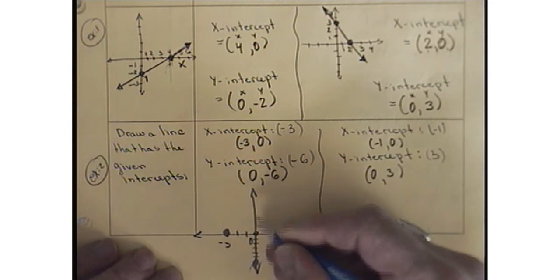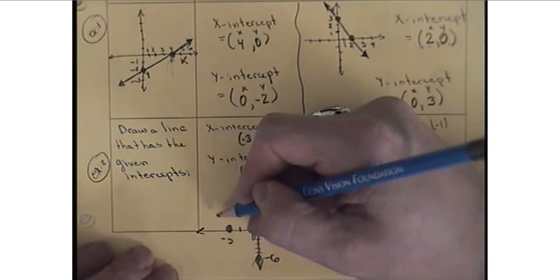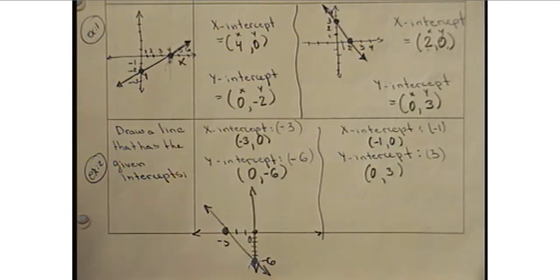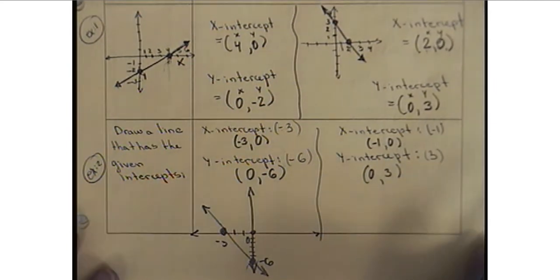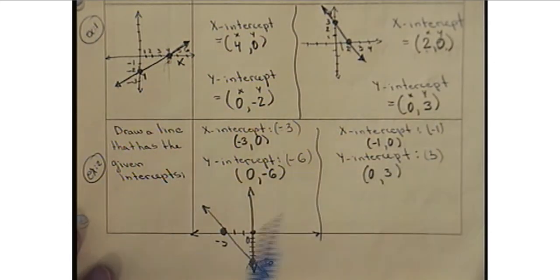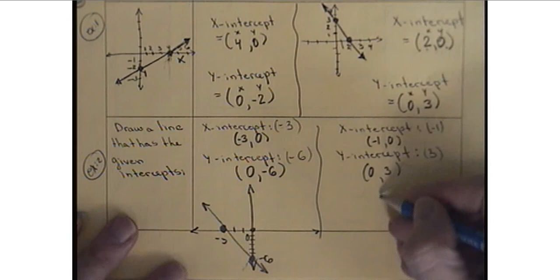Somewhere here, -6. This will be my second point. And if I connect those 2 points, there you go. There is the original line with 2 points. Pretty easy, right? So we can go backwards: we can start from the graph, write down the coordinates, or we can have coordinates and make a graph. Either way will work.